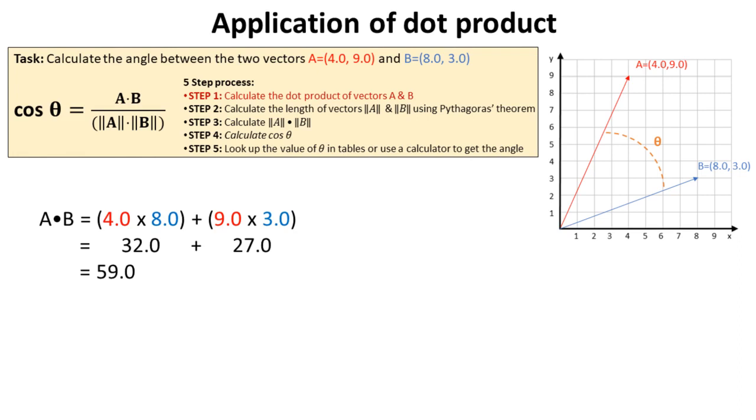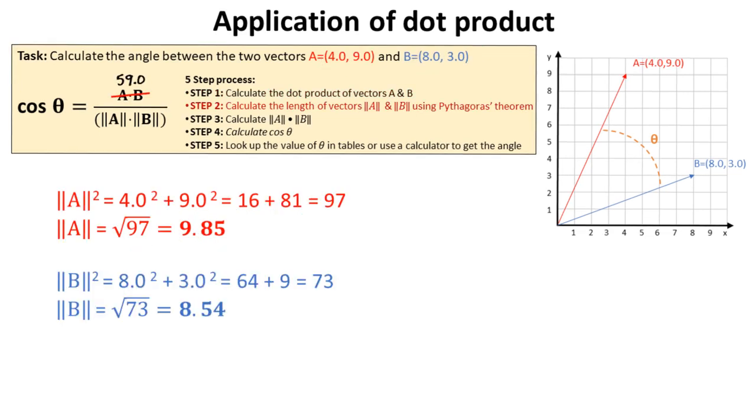So we start by taking the 4 from this vector and the 8 from this vector, multiplying them together to get 32. We then take the 9 from this vector and the 3 from this vector, and we multiply them together to get 27. We add the results together to get 59. So now we have the dot product of vectors A and B. That's the top part of this formula done. So the dot product of A and B was 59.